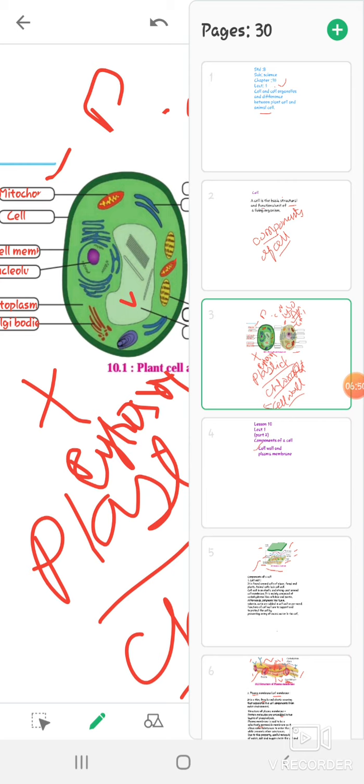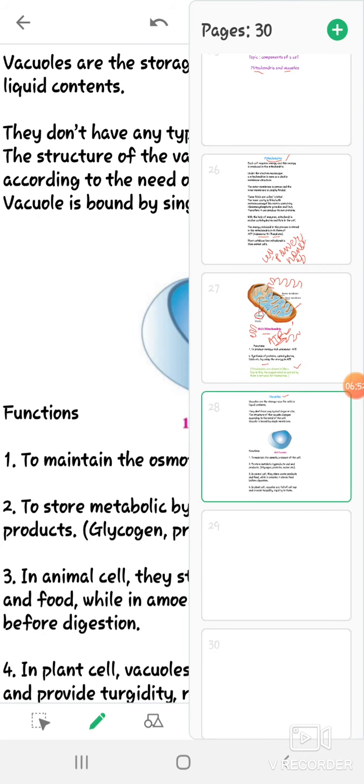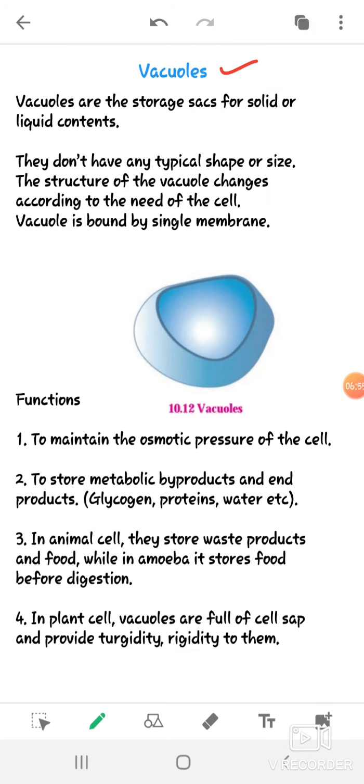So why is it necessary that it is present? क्यों ज़रूरी है vacuoles in the cell? So vacuoles are the storage sac for solid or liquid contents. Okay, as you know, plants produce the food, and that food जितना उनको लगता है वो उतना यूज़ करते हैं plant. Then after that what will they do? They store some food for any conditions they need. So for some storage purpose the vacuole is used. So it is a storage sac.